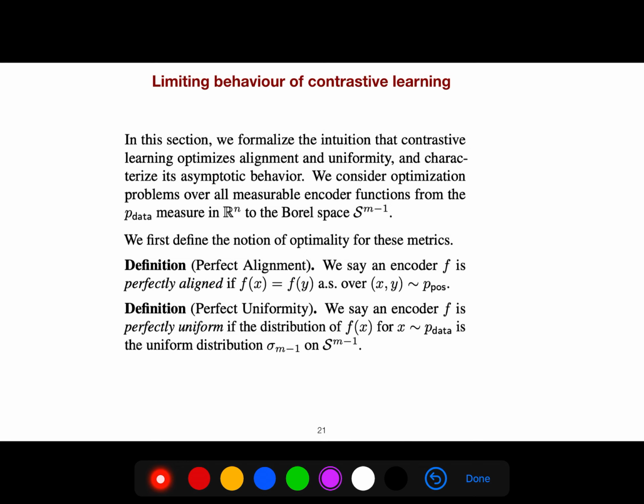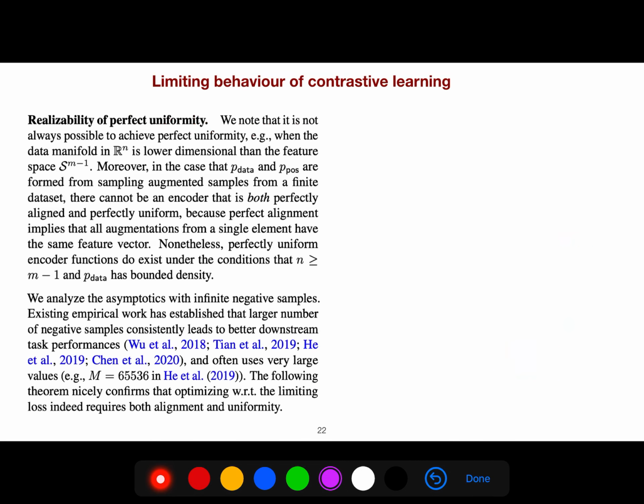We say an encoder is perfectly aligned if f(x) is equal to f(y), where x and y are positive pairs, positive augmentations of an image. And we say an encoder is perfectly uniform if the distribution of f(x) is the uniform distribution on the hypersphere.